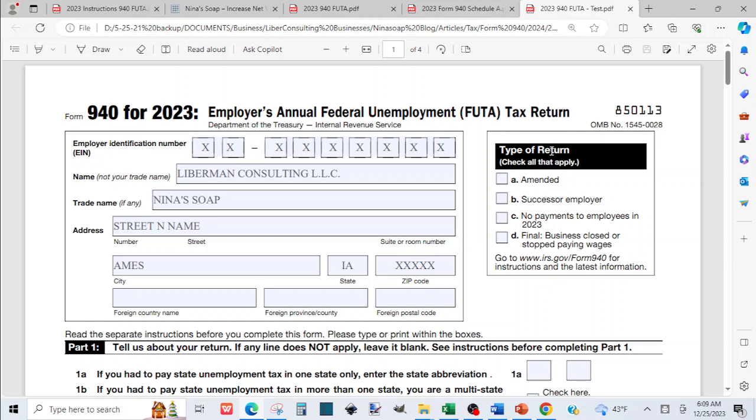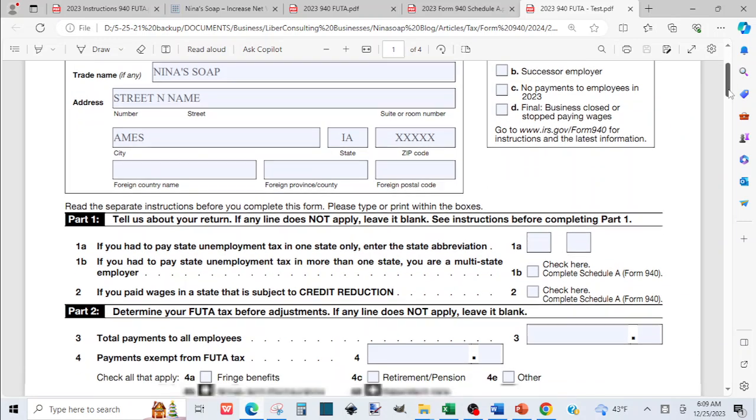We do have the section on the right, type of return you are filing. Is it an amended return? Is it a successor employer? Is it a return with no payments to employees in 2023? Is it a final return, business closed, or stopped paying wages? If none of these apply to you, you leave them blank. So, Form 940 for 2023, Part 1.